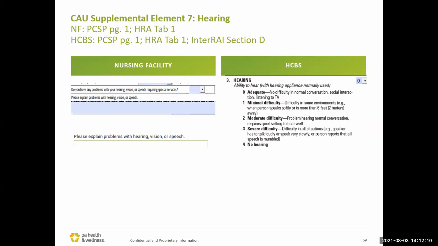Again, very similar sections within the PCSP, HRA, and InterRAI, you're going to find these items. So for both nursing facility and HCBS, the PCSP and the beginning of the HRA tab 1, the InterRAI section D, in addition for HCBS participants.